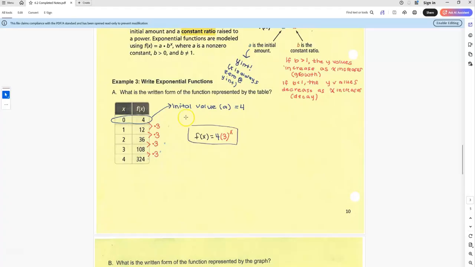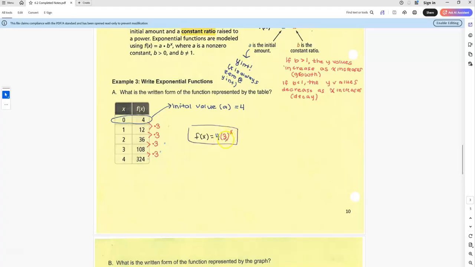So in this table, we can see our y-intercept is 4, so our initial value is 4. Wherever x is 0, whatever your y value is, that's what goes first in your equation. Sometimes it's going to be 1, which you don't necessarily have to write, but you certainly can if your y-intercept is 1. But if it's anything other than 1, you have to write it. Okay, so when x is 0, whatever your y value is, that goes first.